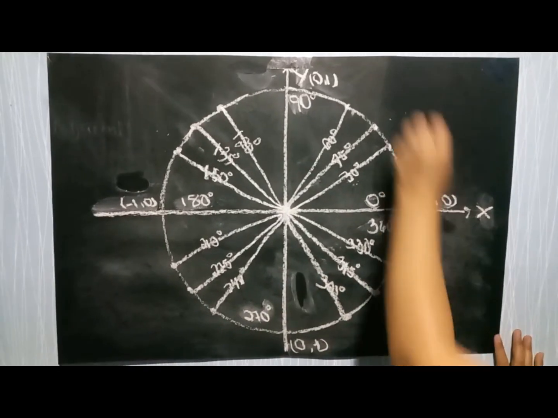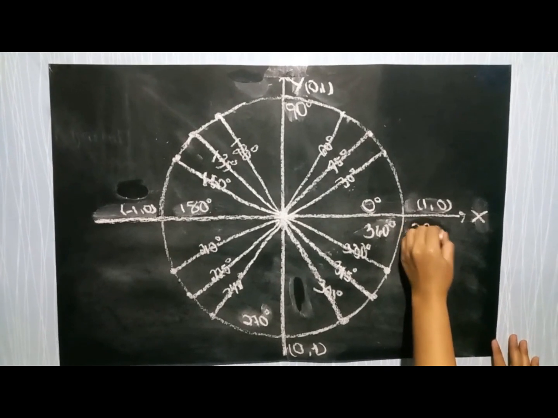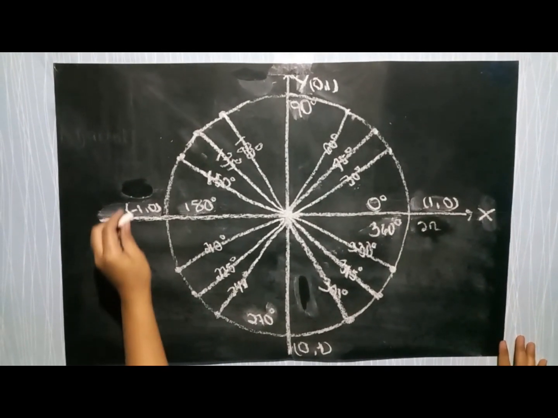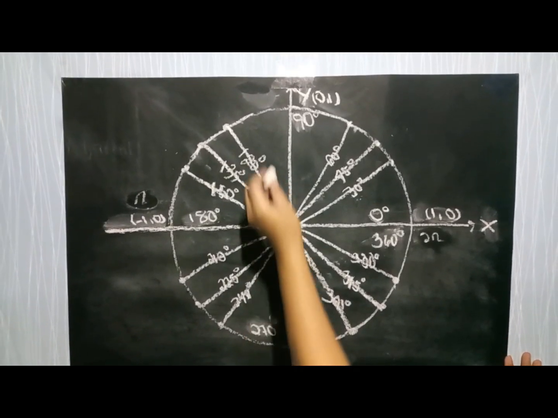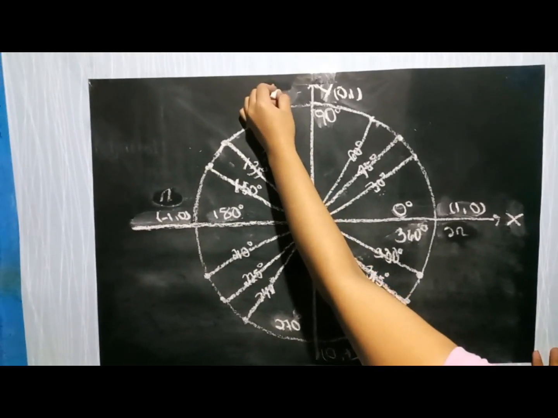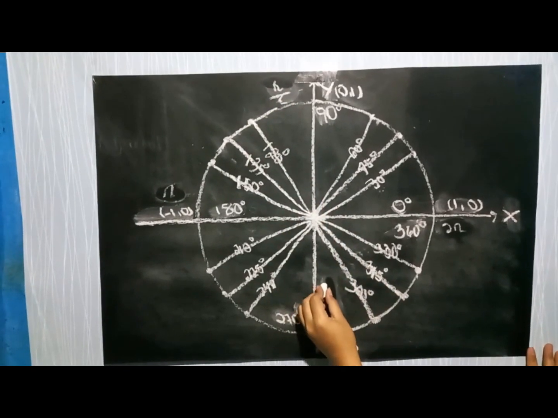Before we move on to the values in radians, we must know that this one is 2 pi. This one is pi. And the upper one is pi over 2. And 3 pi over 2.